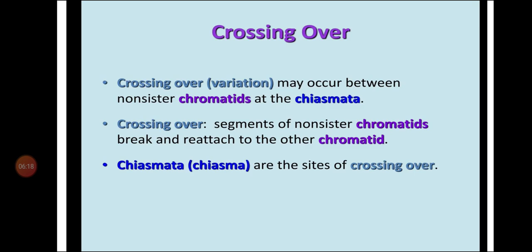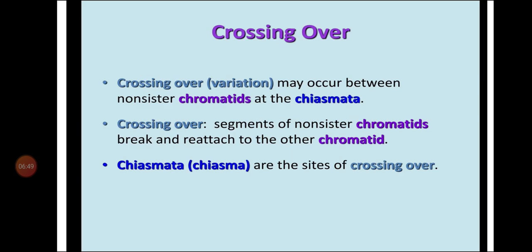Next term that you need to study is crossing over. Crossing over may occur between the non-sister chromatids at the chiasmata. Now what is chiasmata? Chiasmata are the sites of crossing over. Wherever you see crossing over taking place, that region is known as chiasmata. Crossing over means the segments of non-sister chromatids break and reattach to the other chromatid.